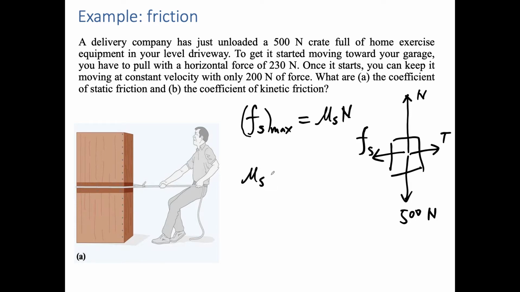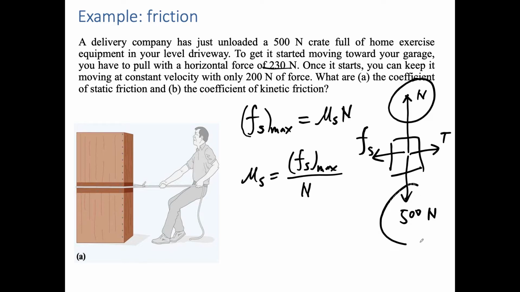We want to find out the mu S, so it's Fs maximal. Maximum value is 230, we already know, divided by n. So we need to figure out what is the normal force of this crate. And is static, right? The object is at rest, so the net force is 0. So in the y direction we have n subtract weight equals 0, so n equals weight, which is 500 Newton. The normal force is 500 Newton.